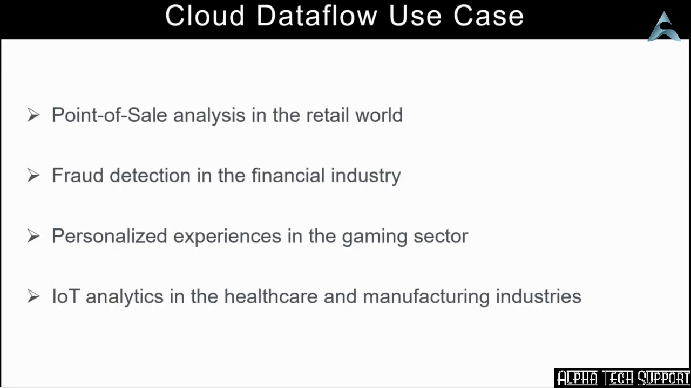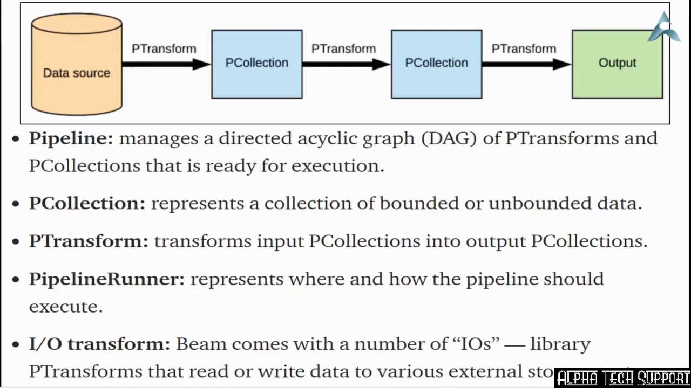And some of the use cases where Dataflow is used are point of sale analysis in the retail world, fraud detection in the financial industry, personalized gaming experience, and IoT analytics in healthcare and manufacturing industries. With Apache Beam, we can construct the workflow graph or the pipeline and execute it. Let's try to understand some of the key concepts needed to understand the processing pipeline using Apache Beam. The key concepts include the high-level container that represents your pipeline, the data that flows through the pipeline, and how you manipulate the data using transforms.